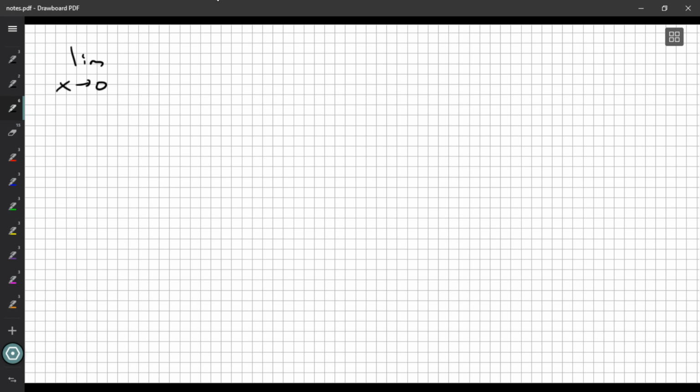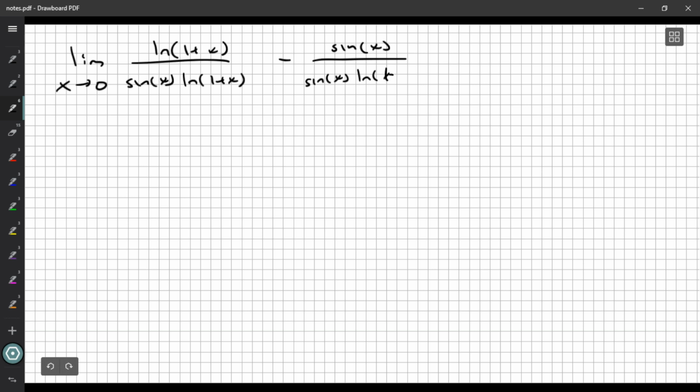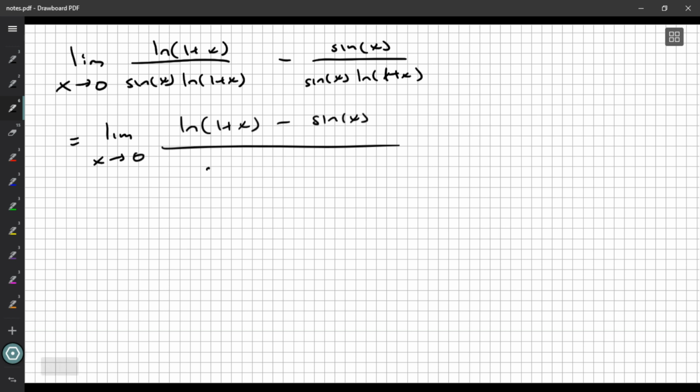Okay. Now the first thing we're going to do is get a common denominator here, so that we can simplify it into a nice single fraction. And then we will bring the power series for these expressions in.